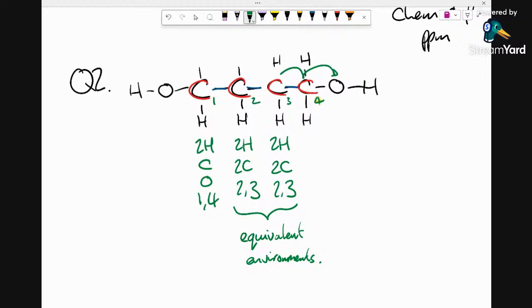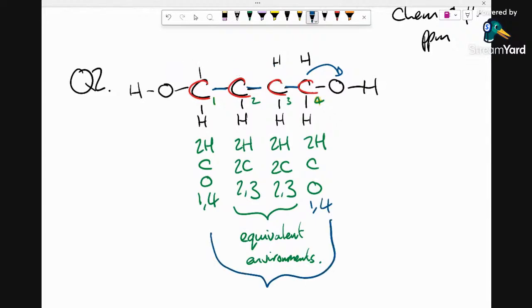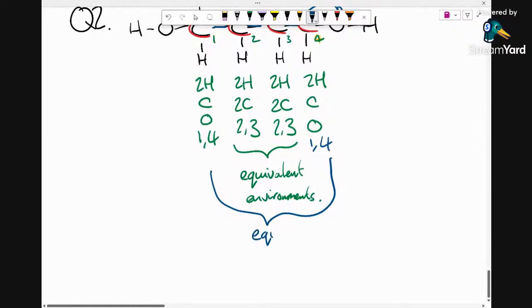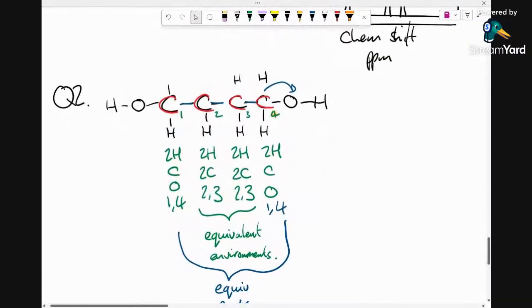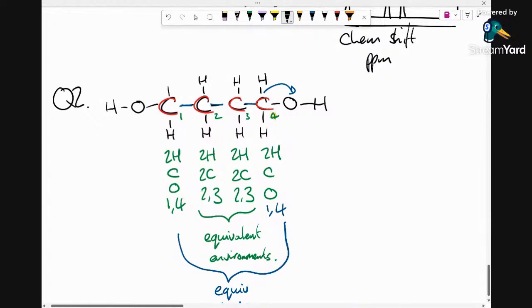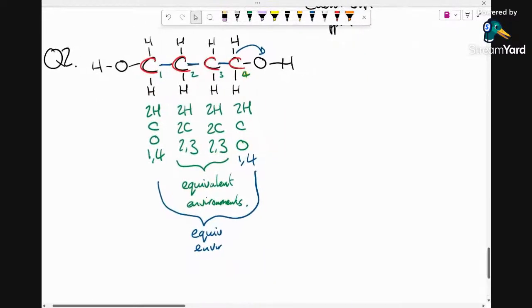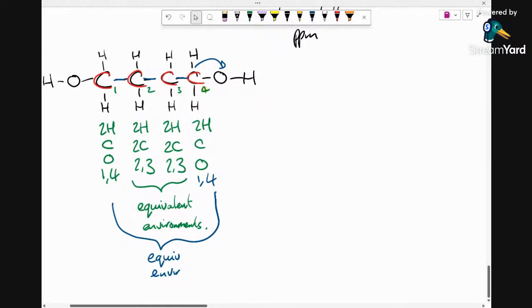So let's do the last one. 2 H's, 1 C, 1 oxygen, 1 step from one oxygen, and 1, 2, 3, 4 from the other. Ooh, hello. I've got another set of equivalent environments. Nice one, Mr. Duncan. I'm only going to get 2 peaks in C13 here. Only 2 peaks. So at this point, I can now assign these. This is what my graph is going to be. So I've only got 2 environments.